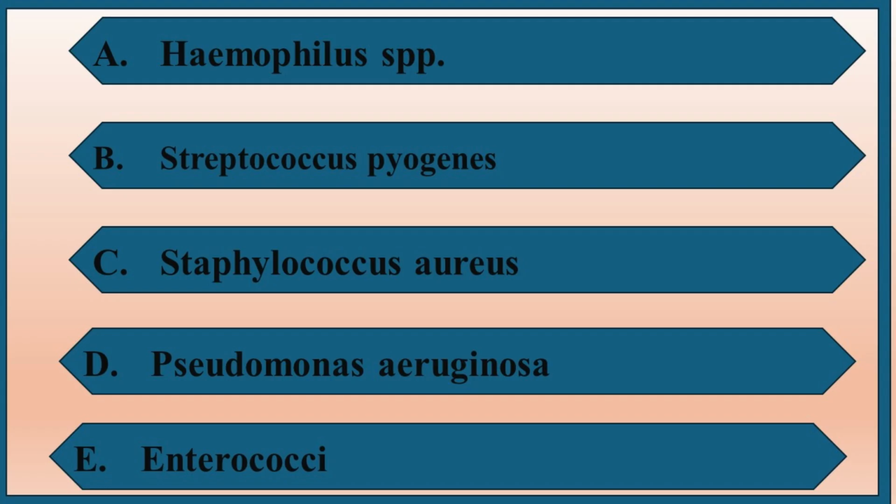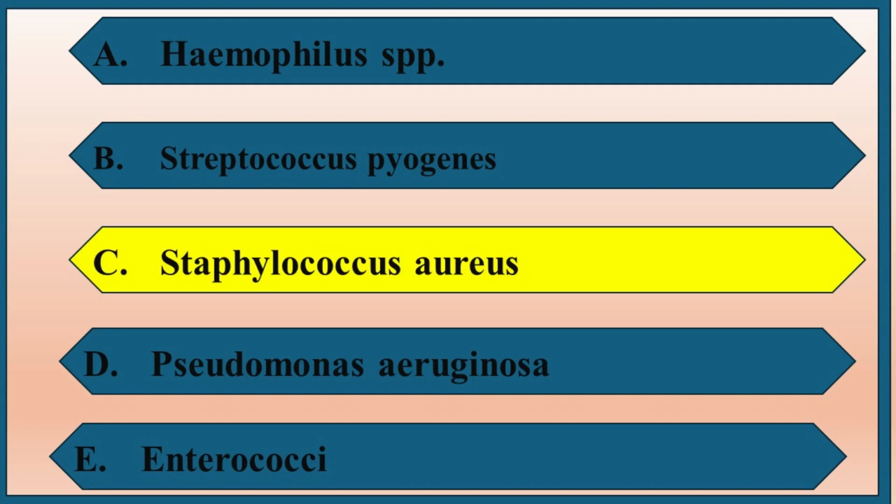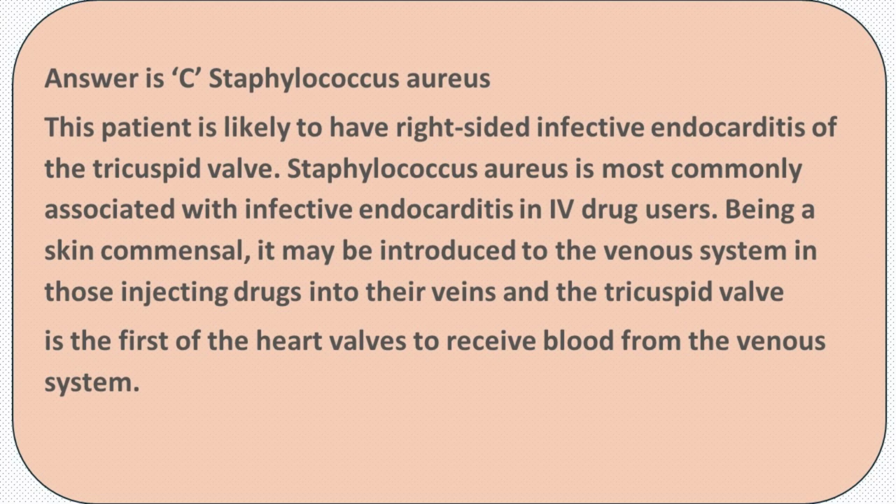Options are A. Haemophilus saprophytes, B. Streptococcus pyogenes, C. Staphylococcus aureus, D. Pseudomonas aeruginosa, E. Enterococci. Answer is C. Staphylococcus aureus. This patient is likely to have right-sided infective endocarditis of the tricuspid valve.